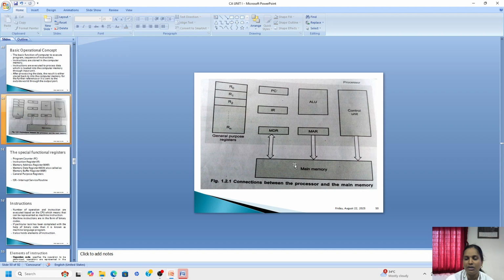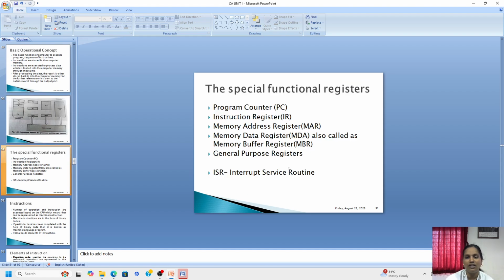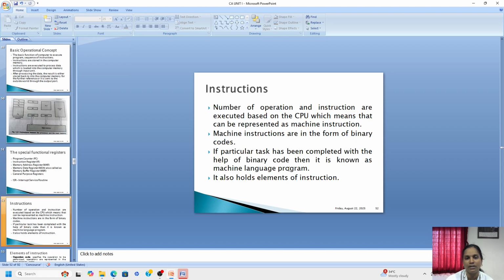The connection between the processor and the main memory: at the bottom layer is the main memory, which is connected with the MDR, MAR and the control units. The special functional registers are the program counter, instruction register, memory address register, memory data register and memory buffer registers.